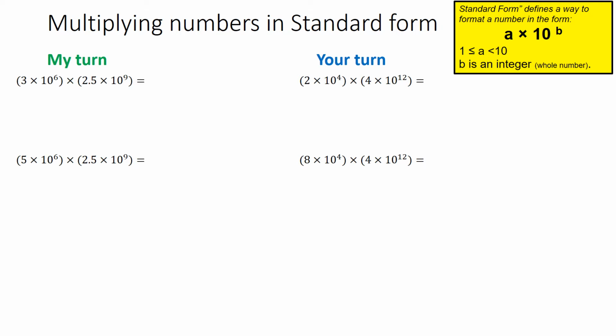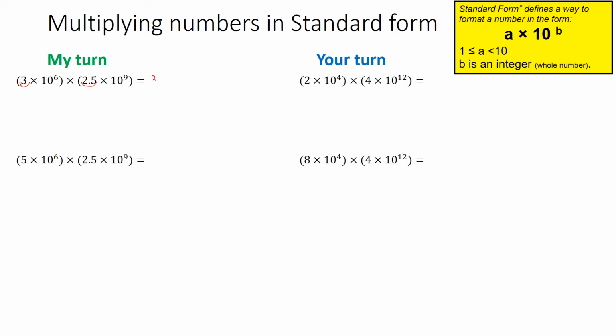First of all, we have two standard form numbers here. They are in standard form because they are made of two parts. The first part is between 1 and smaller than 10, and the second part is a power of 10, this power, this index, being a whole number. What we are going to do here is a bit like collecting like terms. We are going to group what goes together.